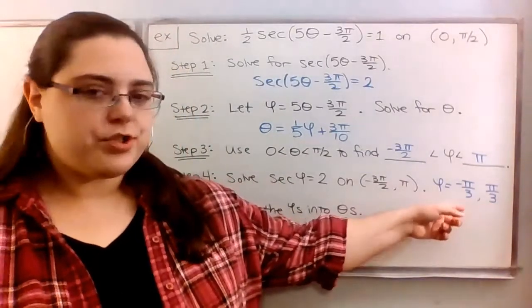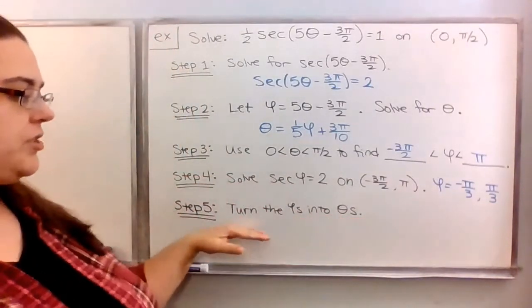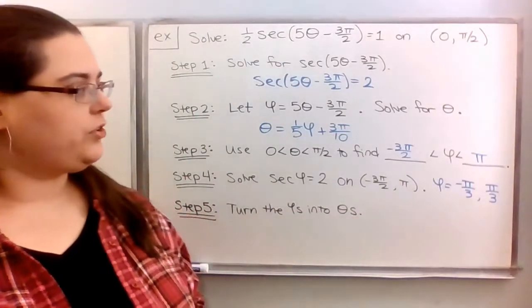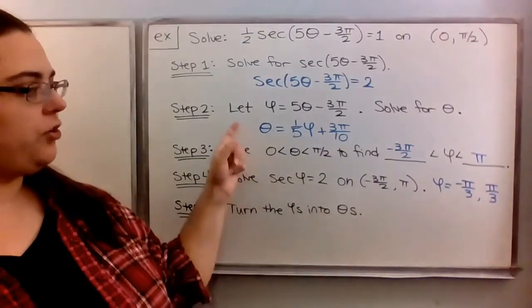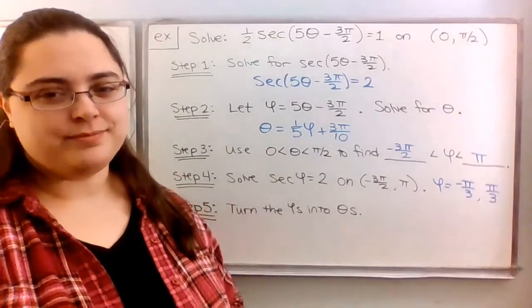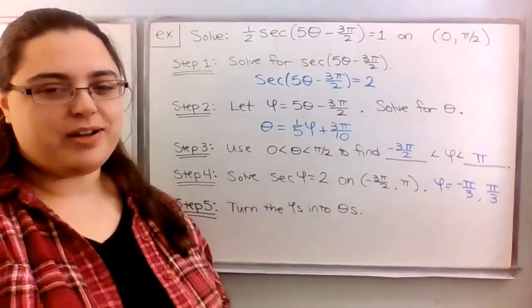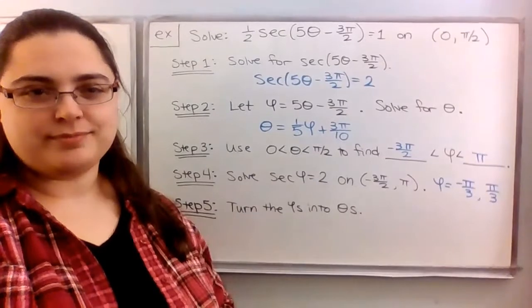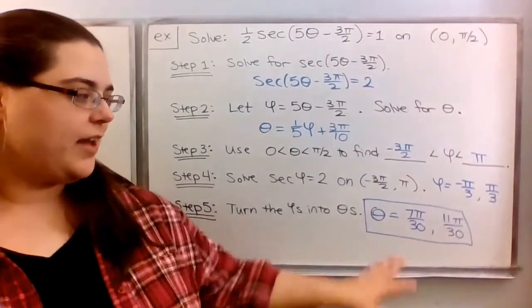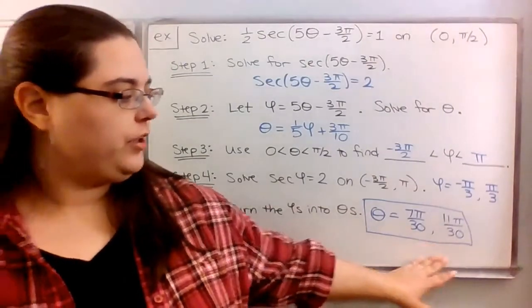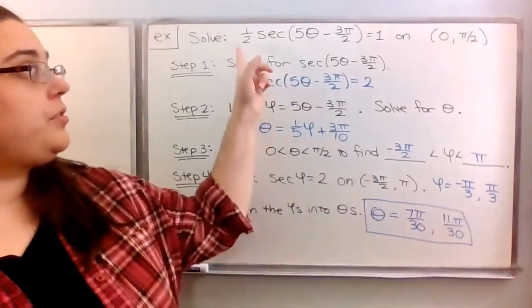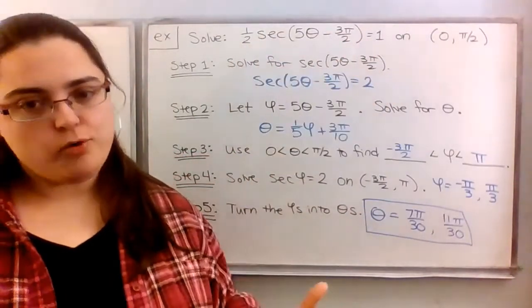So now that we have our solution for phi, the last step is to turn the phi's into thetas. So go ahead and see if you can use your equation for theta, which we found earlier in step 2, to help you find your values for theta. And then once you've got it, you can unpause and we'll check our answers. All right, so our final solution should be that theta is equal to 7 pi over 30 and 11 pi over 30. If you substitute these into the original equation, they should check out.